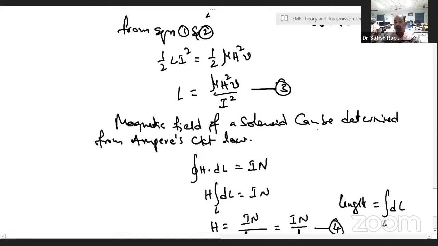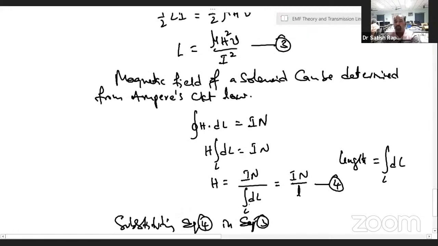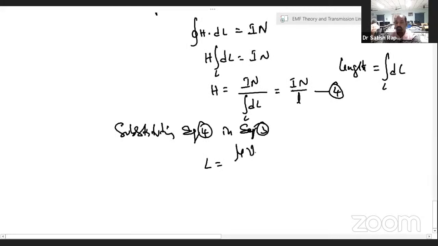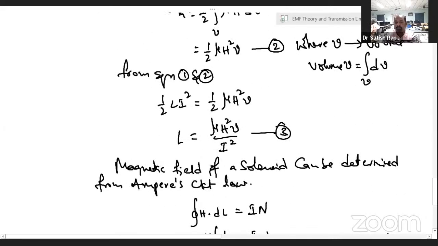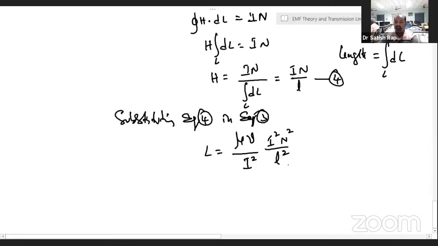Therefore, substituting equation 4 in equation 3, we will get L is equal to mu V by i square times H square, that is i square N square by L square, and this is equal to mu N square V by L square.